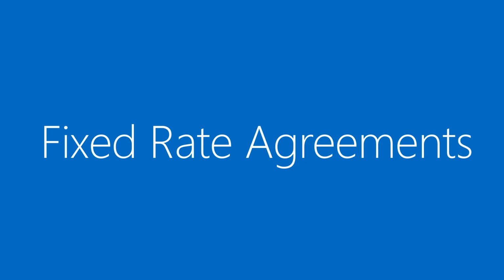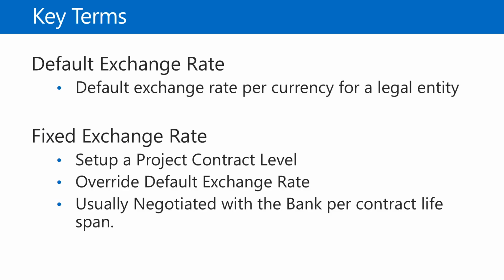Let's talk about some key terms. The two key terms that I really wanted to point out are, one, the default exchange rate. Your default exchange rate is set up in the general ledger module, and basically for every currency you can define an exchange rate. The second term is the fixed exchange rate, which is basically the exchange rate that you can set up at the project contract level.